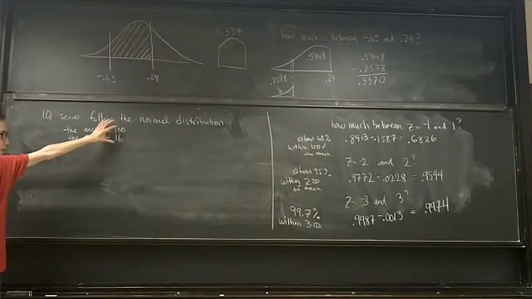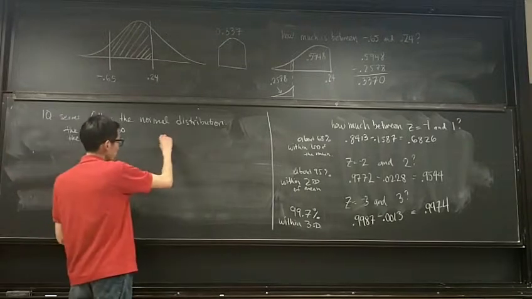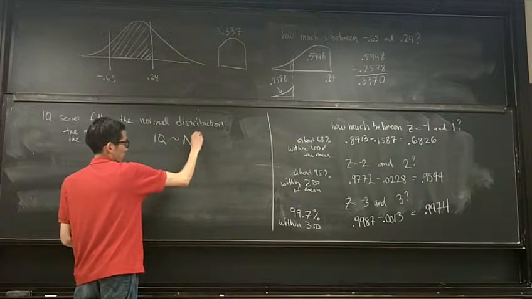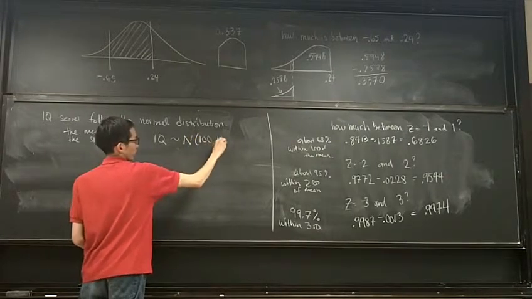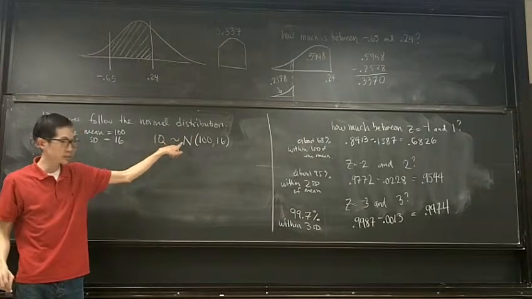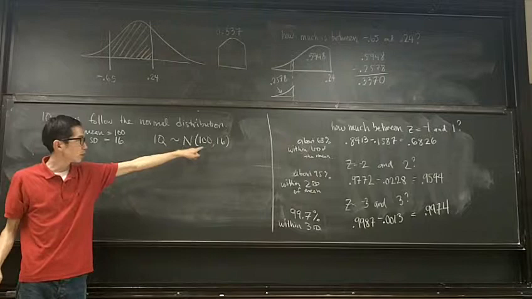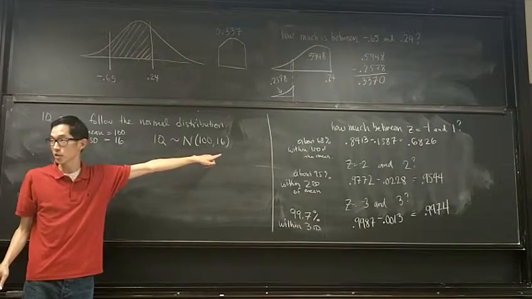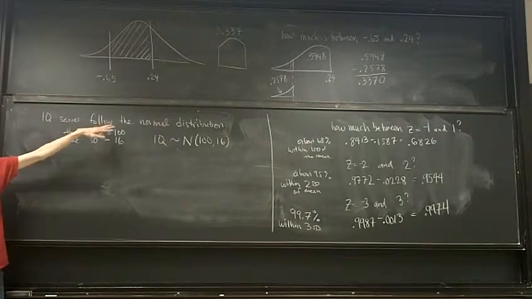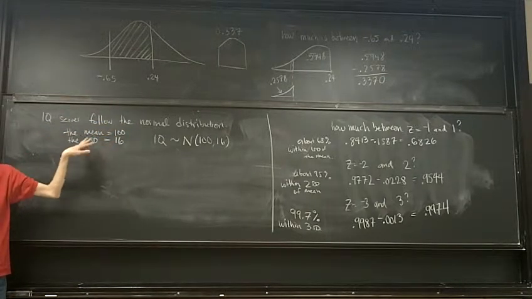Sometimes we write this in shorthand. There's shortcut notation, and this would say IQ, squiggle, which means follows, N for normal, with mean 100, standard deviation 16. This is shorthand for everything that I've written up here. The IQ scores follow the normal distribution. The mean is 100. The standard deviation is 16.